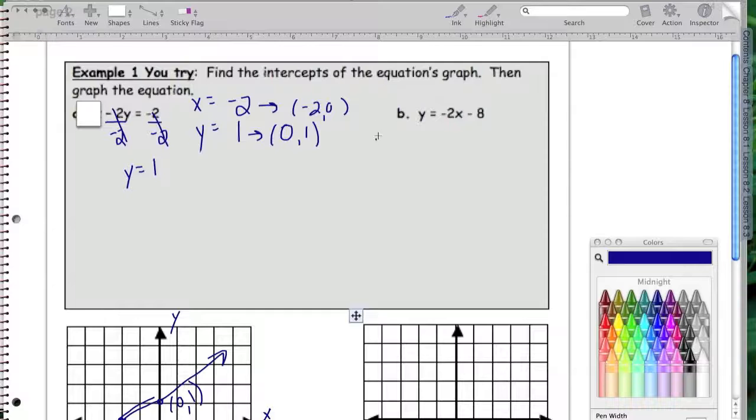We want to come back to this, and the reason I skipped it right off the bat was because this is not in the form that the other ones were. This is in that function form that we worked with in T-charts. We have the y on one side, the x, and everything else on the other. So I want to get my x and y on the same side if I'm using the intercept method.